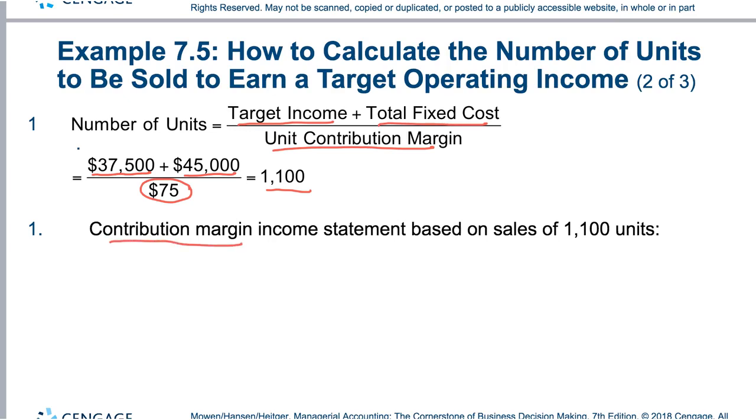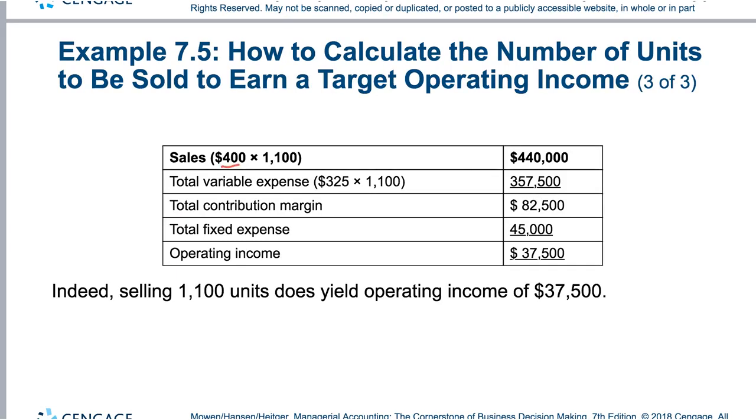Now we're just going to check and make sure that that does in fact get us to where we want to be by doing a little contribution margin income statement to check our calculation. And here it is. We've got $400 times 1,100 gives us total sales revenues of $440,000. 325 times 1,100 gives us total variable expenses of $357.5, giving us a total contribution margin of $82.5. Subtract out our fixed expenses of $45, and that in fact does give us our $37.5 operating income. So our calculations were correct.